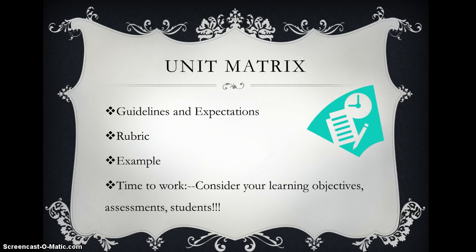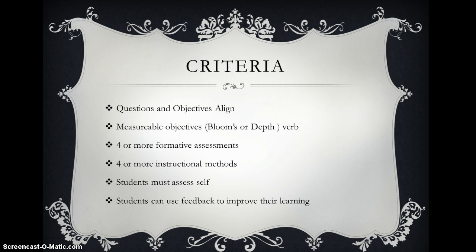We then talked about and spent most of the time working on your unit matrix. Remember, you need to think about what it is that you are teaching your students. Your questions and objectives need to align. You need to have measurable objectives, so use those Bloom's or depth of knowledge verbs that I gave you. You should have 4 or more formative assessments, and you should have 4 or more different instructional methods throughout the week. So we don't want to see the same stuff each and every day.